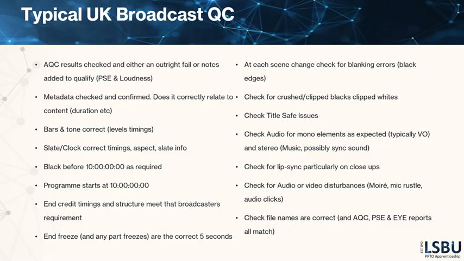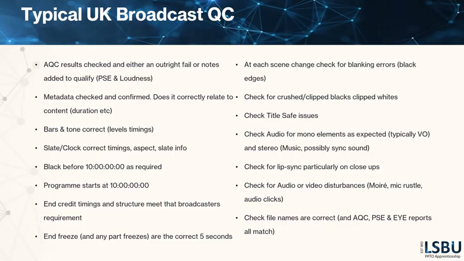You check for blanking errors, which is black edges. You check for crushed or clipped blacks or clipped whites. So we're looking at video levels there. We understand our technical parameters, what is legal video level and what's an illegal video level, and we do cover those on this course. And we look at whether we're breaking those rules, essentially, in our QC. We check our title safety issues. So titles have to be within a certain area on screen if they're legal text. We touch on that in a while.